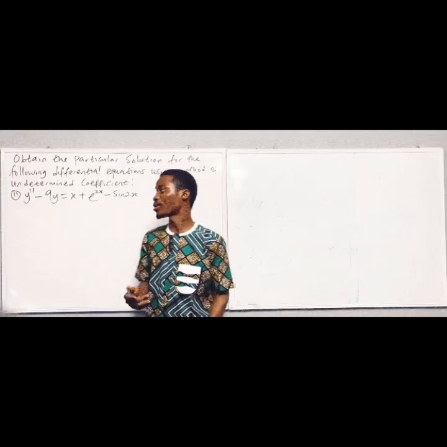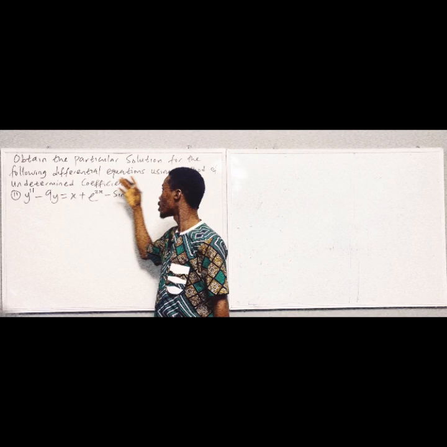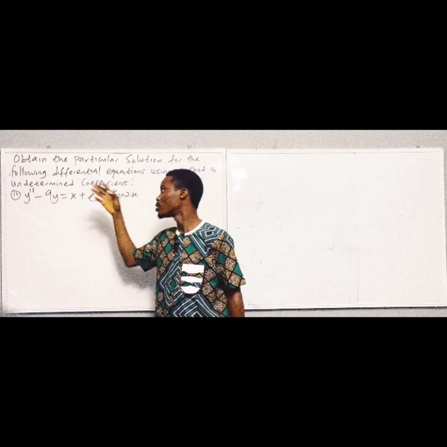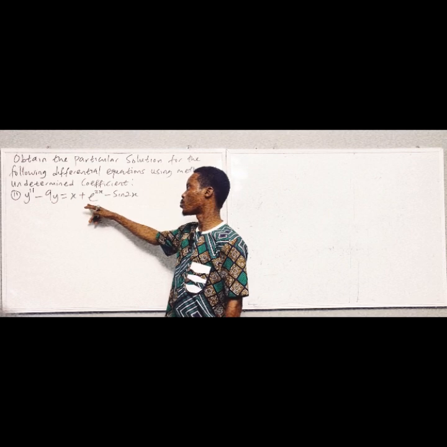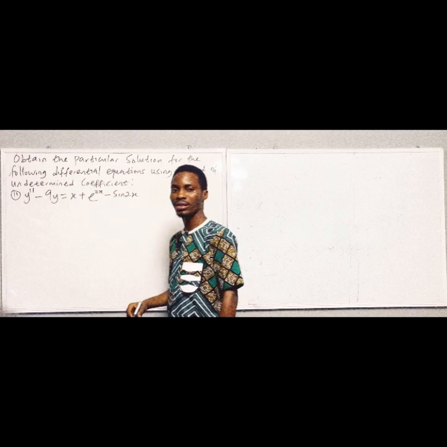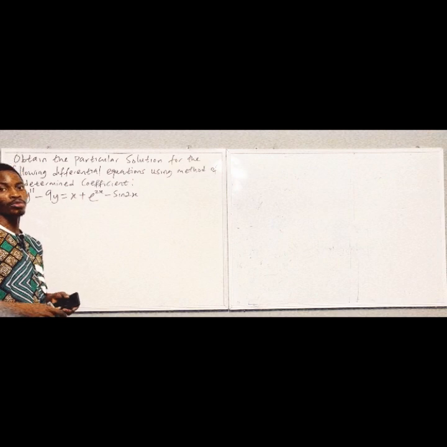So let us consider the second example. Obtain the particular solution for the following differential equation using method of undetermined coefficients. y double prime minus 9y is equal to x plus exponential 2x minus sin 2x. You can see from this that it is a second order non-homogeneous equation.